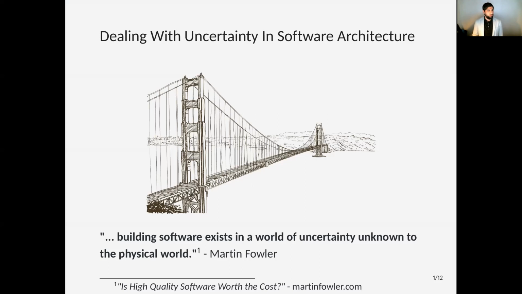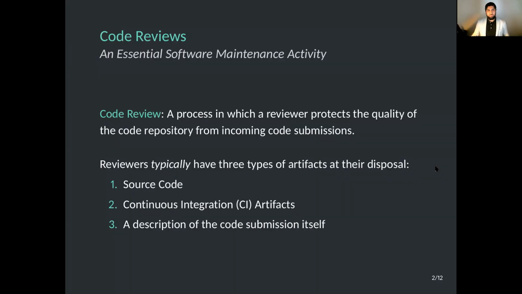And the reason why it would be of low quality is because it's not readable, it's not maintainable, and it's not extendable. Now, the most common process for maintaining code quality in a software project is through the code review process, which I'm sure many of us are already familiar with. But the basic idea is that a code reviewer protects the quality of the code repository from incoming code submissions.